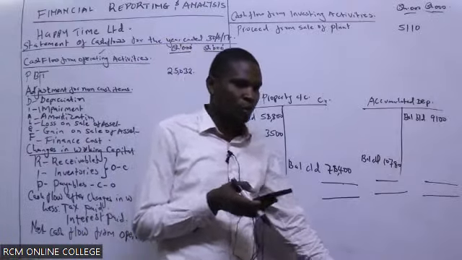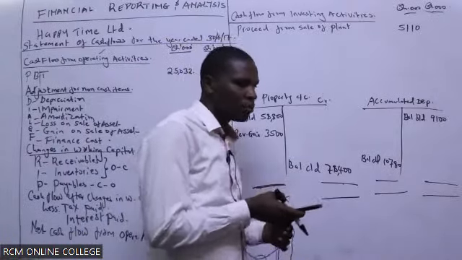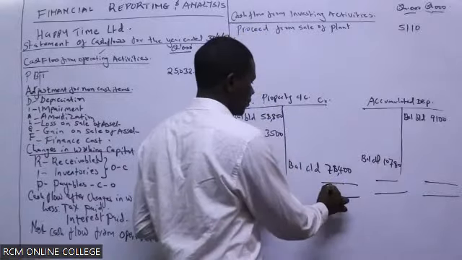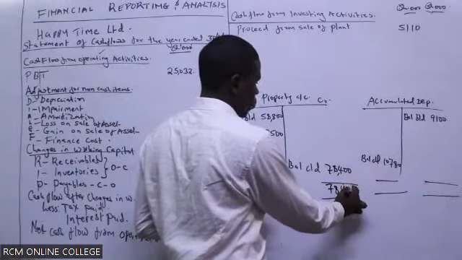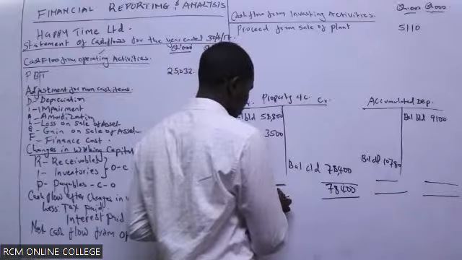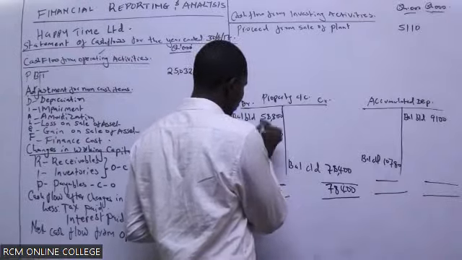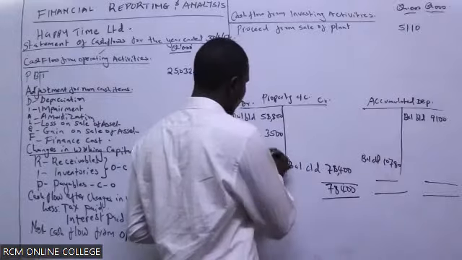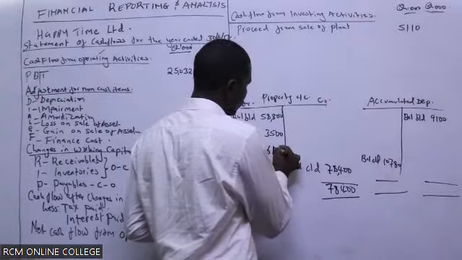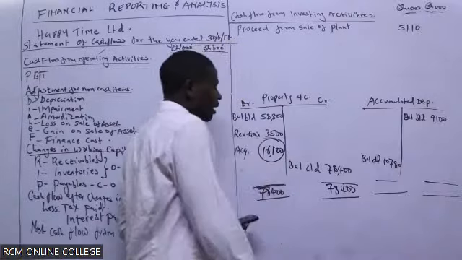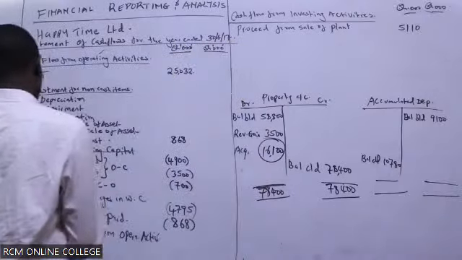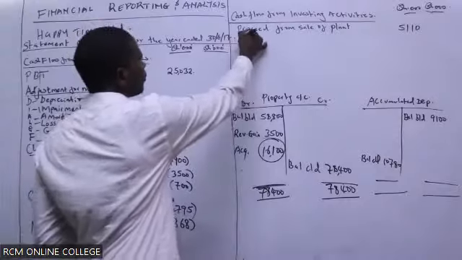Aya, tuko pale. Naona ka 78 iko mingi eh? Hii 78,400. So whatever that we get here, there was acquisition of how much? 16,100. So there was acquisition of a property. So acquisition of property, you go to this side.